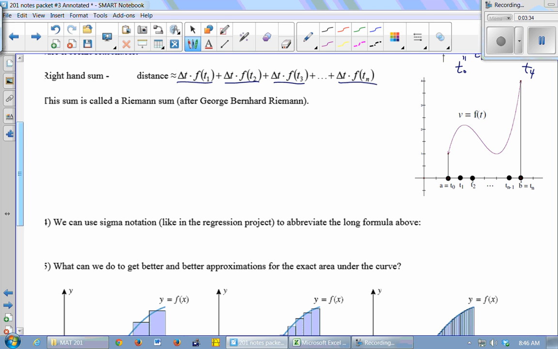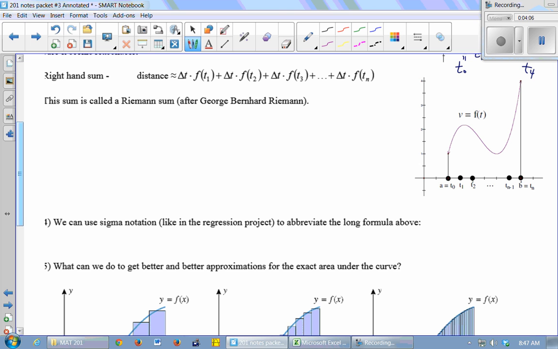Okay, so I can use sigma notation. If you remember from the regression project, there was a little bit of sigma notation at the end of that, which you use when you have to write a long sum. It saves you some writing. If you have to write a long sum where every term looks kind of the same, except they only differ by maybe a subscript, like this is delta t times f of t1, delta t times f of t2, delta t times f of t3, plus and so on. They all look exactly the same. The only thing that changes is a subscript.